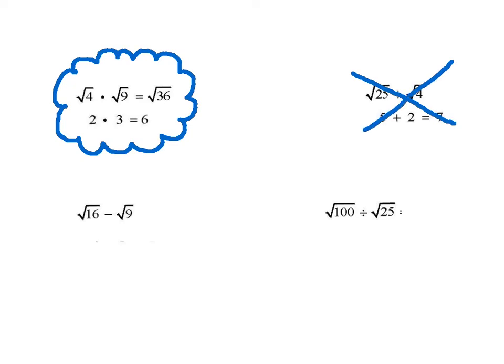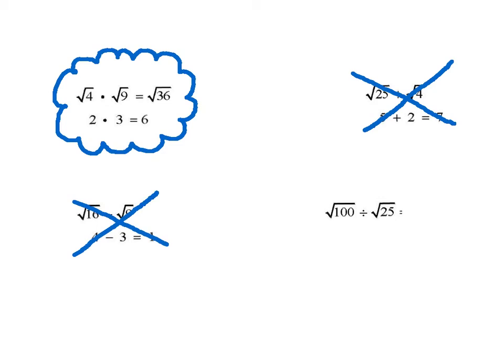Let's see what happens with subtraction. Let's look at the problem, the square root of 16 minus the square root of 9, and see whether that comes out to the square root of 7. The square root of 16 is 4, and the square root of 9 is 3, which equals 1, which is not the square root of 7. So subtraction also doesn't work with radicals.